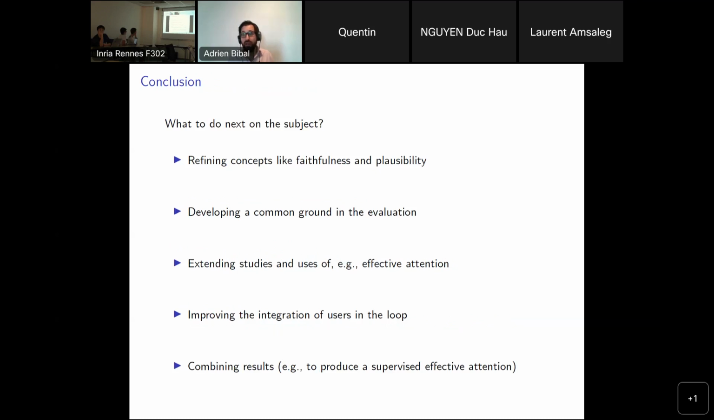In conclusion, there are multiple things to do next on the subject, like refining different concepts, like the ones of faithfulness and plausibility, developing a common ground in the evaluations so that we can be sure that we're talking about the same thing, and extending studies about the strategies that are already developed, like effective attention for faithfulness or integration of users in the loop for plausibility. And why not combining all these results to produce, for instance, a supervised effective attention? So that's it for me.